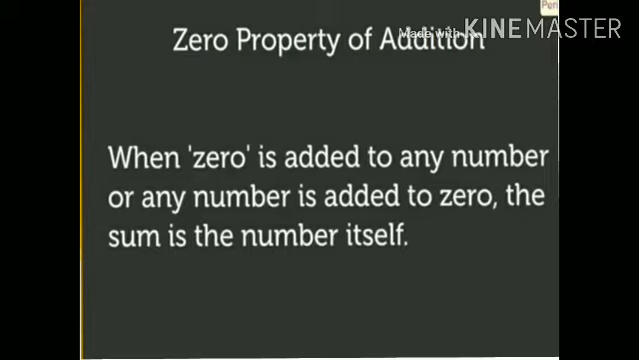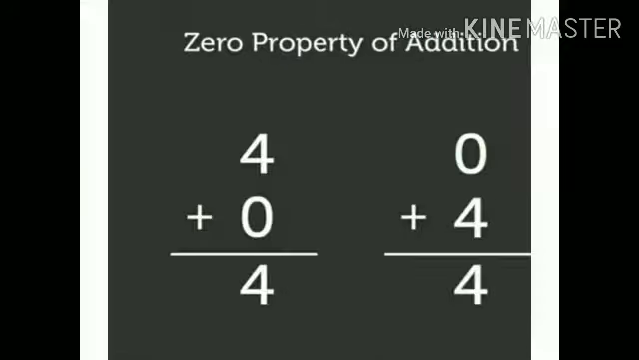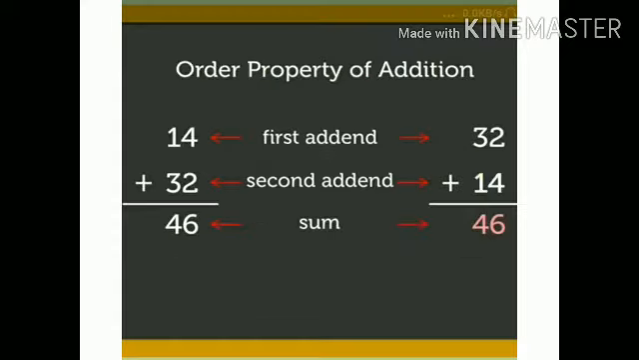There are two types of properties. Zero property of addition: when 0 is added to any number, or any number is added to 0, the sum is the number itself. Example: 4 plus 0 is 4, and 0 plus 4 is also 4.